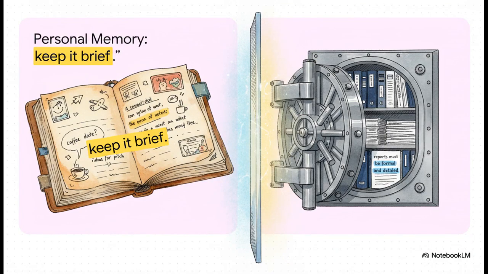And this brings up an absolutely critical point. You have to separate different kinds of memory. A consultant's personal preference to keep it brief can't be allowed to override a company policy that reports must be formal. If you don't keep these domains separate, your agent has no way to make the right choice in the right context. It's a disaster waiting to happen.